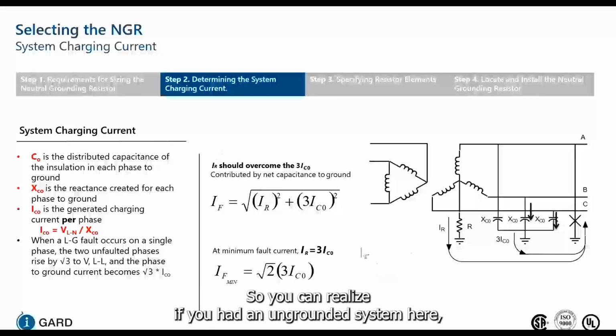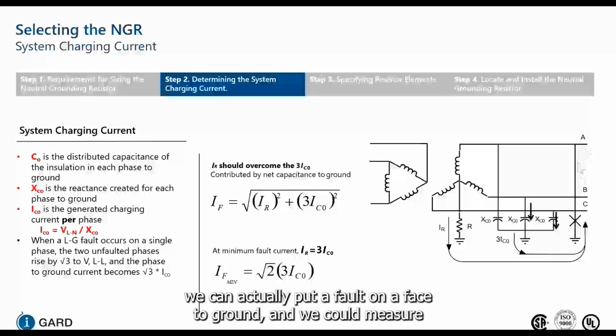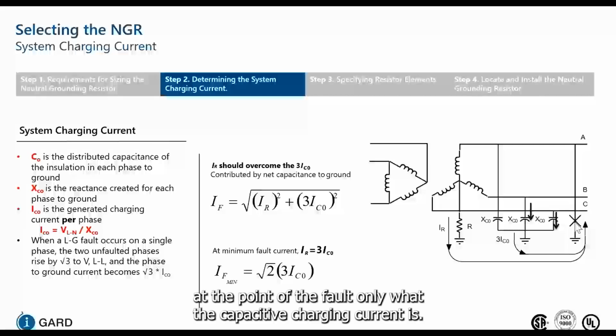So you can realize if you had an ungrounded system here, we can actually put a fault on A phase to ground, and we can measure at the point of the fault only what the capacitive charging current is.